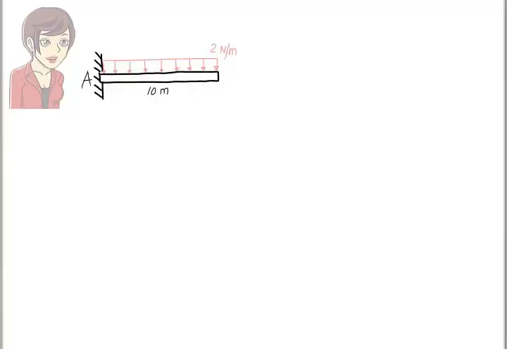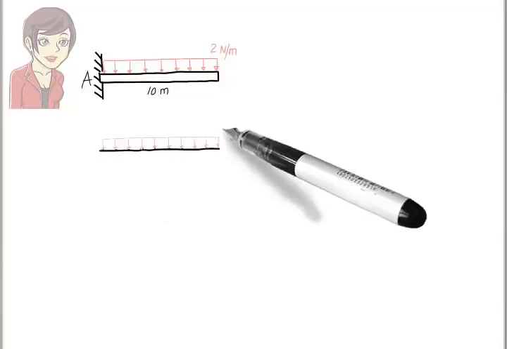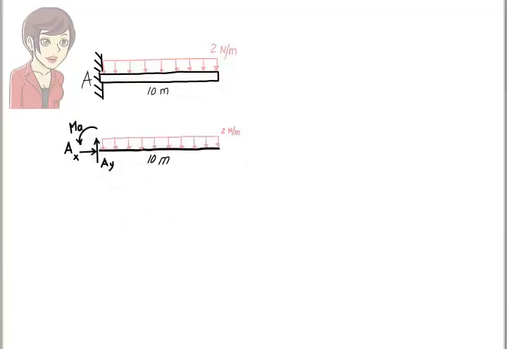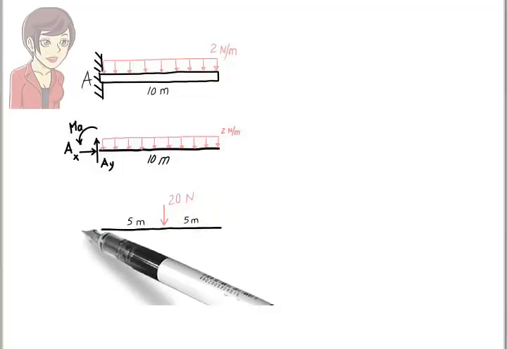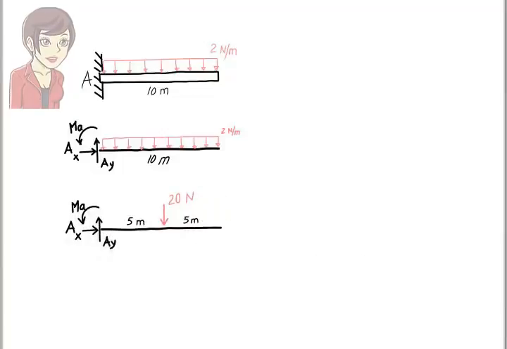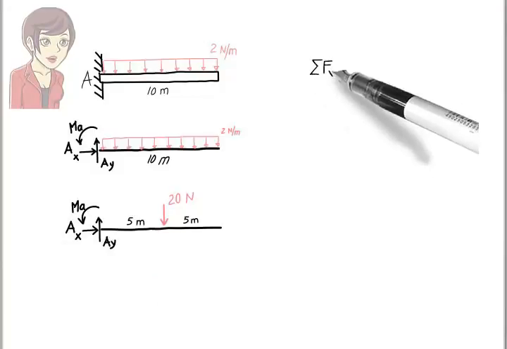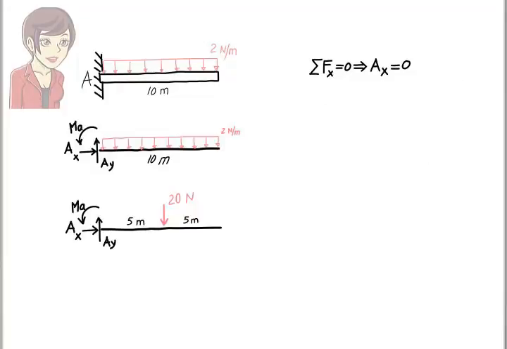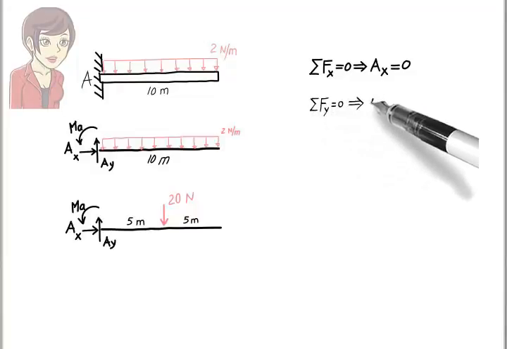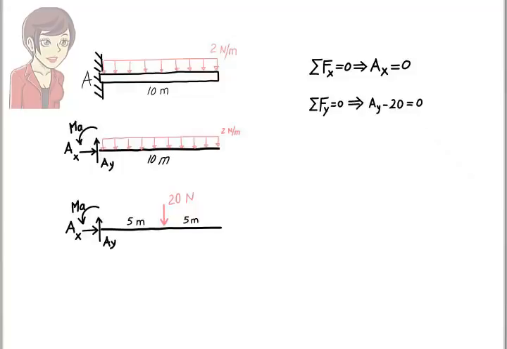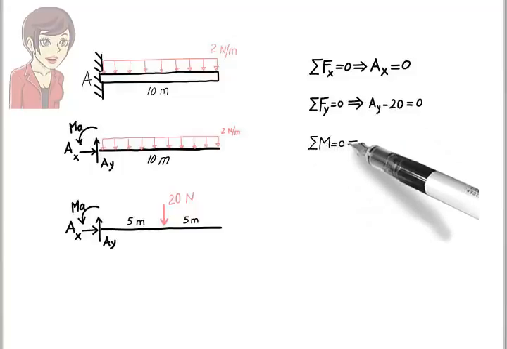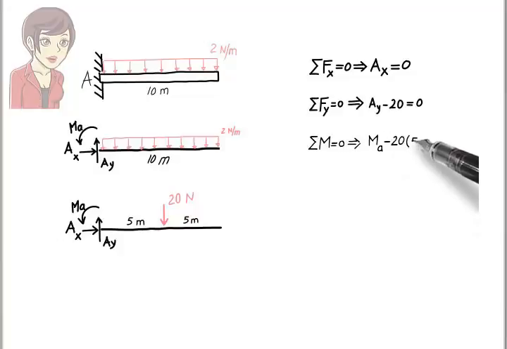Let's analyze the beam. First, we draw the free body diagram for the beam. For the purpose of finding the support reactions, we can replace the uniformly distributed load with its equivalent concentrated load. Now we can write the equilibrium equations. AX equals 0. AY minus 20 equals 0. MA minus 20 times 5 equals 0.